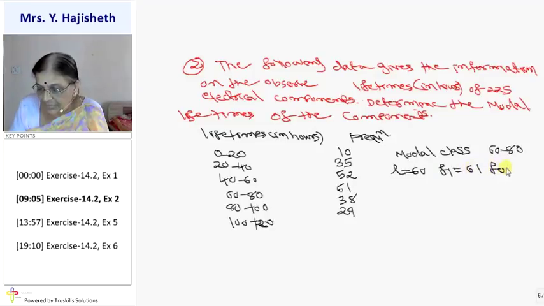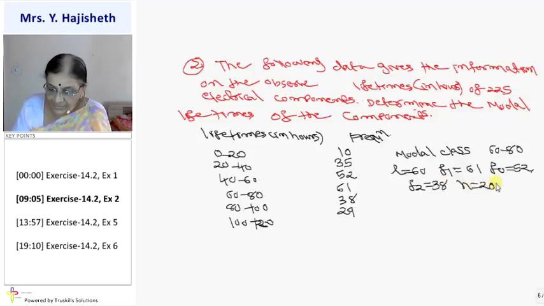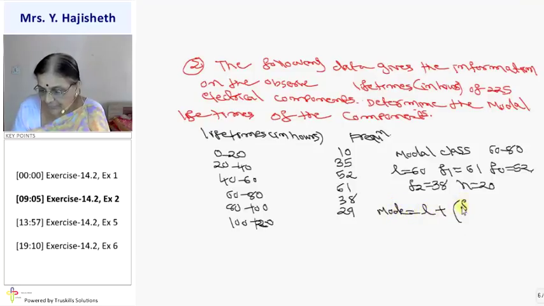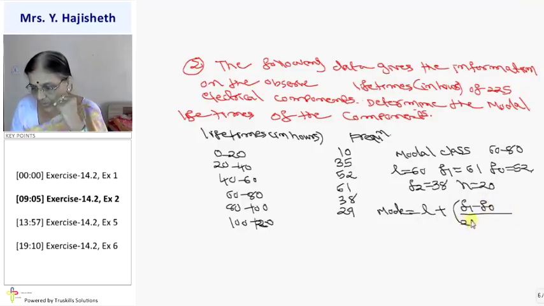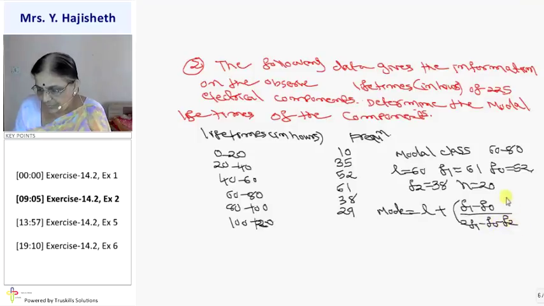Frequency of the class preceding the modal class is 52. Frequency of the class succeeding the modal class is 38. And h, the class length, is 20. Now I use the formula of mode. Mode is L plus (F1 minus F0) upon (2F1 minus F0 minus F2), bracket complete, into h.